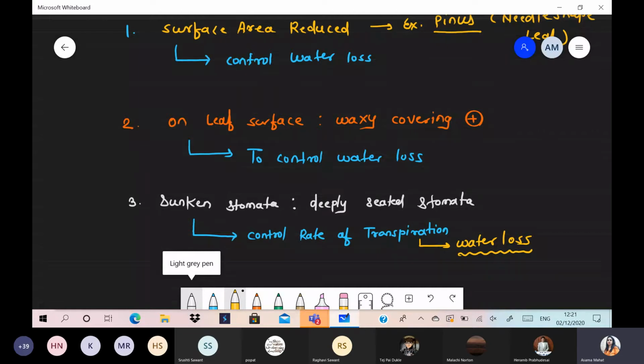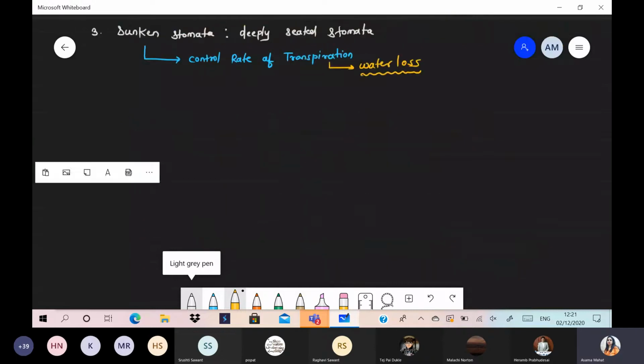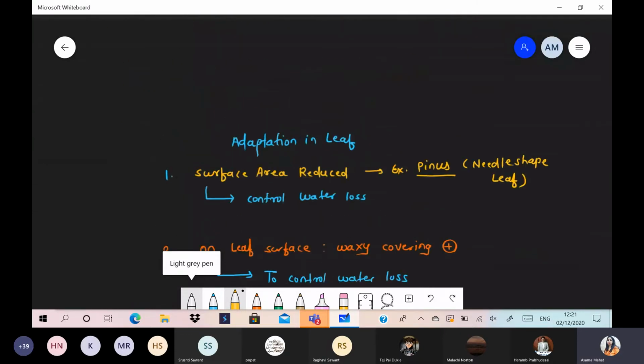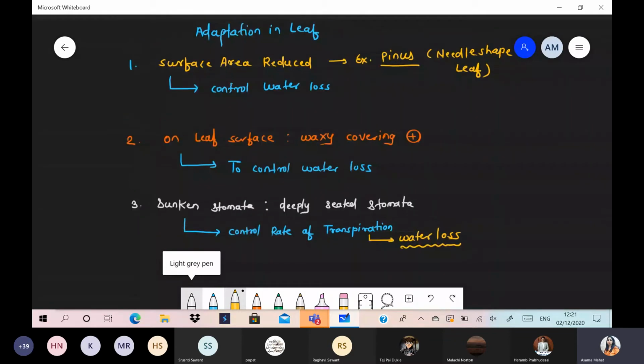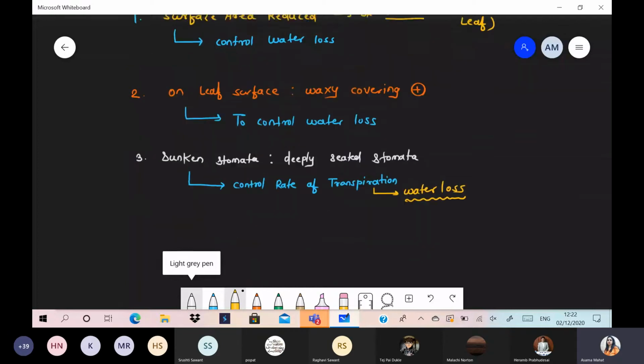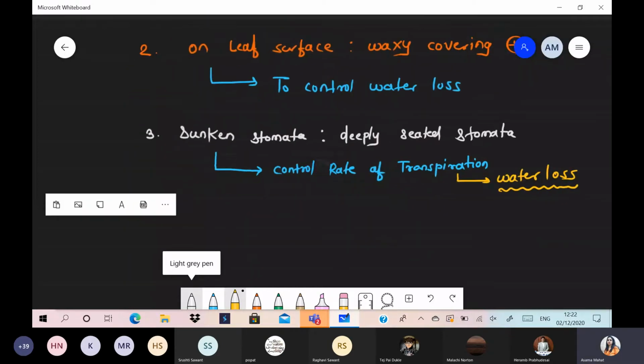Done. So we discussed some adaptations present in the leaf of gymnosperms. Number one, the surface area is reduced. Number two, on the surface, a waxy covering is present. Number three, presence of sunken stomata. Sunken stomata means deeply seated stomata. If stomata are hidden and not exposed, ultimately the plant can minimize the rate of transpiration. And what is the meaning of transpiration? Water loss. Clear? So this part is done.